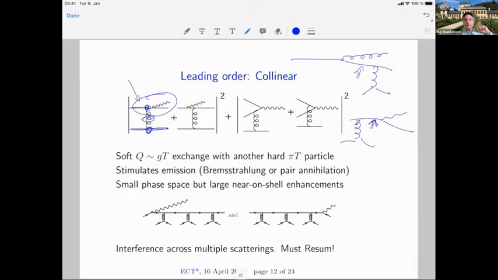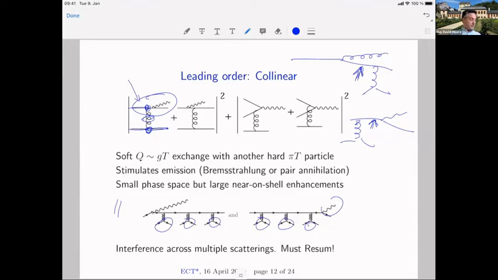But the physics of something being very, very close to on shell is the statement that it can propagate a long distance before it realizes it has the wrong energy. And in fact, in this case, a long enough distance that it can undergo additional scatterings. And that means that a process here where you emit a photon and then scatter several times, and a process where you do all the scattering first and then emit the photon, actually interfere with each other. And you have to resum them if you want to get a complete description of the photon production.